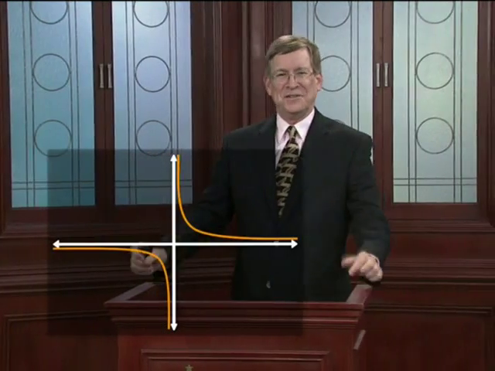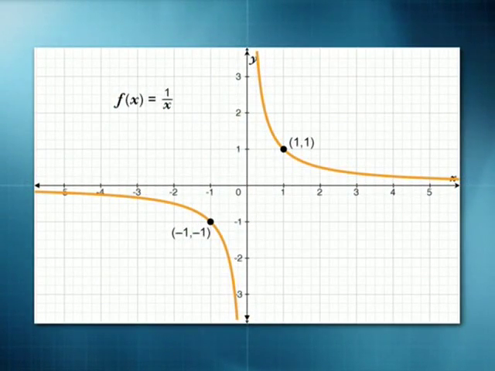Now here's another interesting feature of this function. What happens as x gets very large? What happens if x is, say, 1,000,000 or minus 1,000,000? Well, I think you see that 1 over a very large number is very close to 0. So we can sort of see this behavior getting close to 0 when x is large on either side. And then by plotting a few points like 1, 1 or -1, -1, we obtain the following graph. This is the graph of the rational function 1 over x.